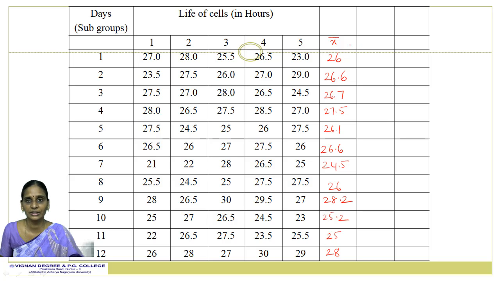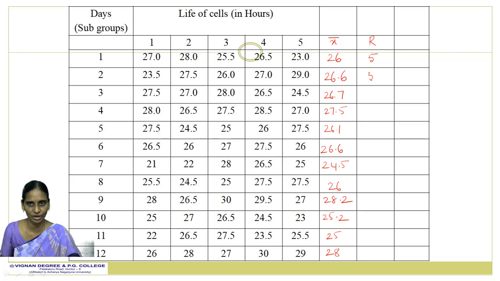In the next column we have to find out the range values. How to get the range value? The maximum value in that sample minus the minimum value in that sample. So first we find the first sample range. In the first sample, the maximum value is 28 and the minimum value is 23, so the difference is 28 minus 23, which gives the range value, that is 5. In a similar way, we have to find the remaining sample range values also.